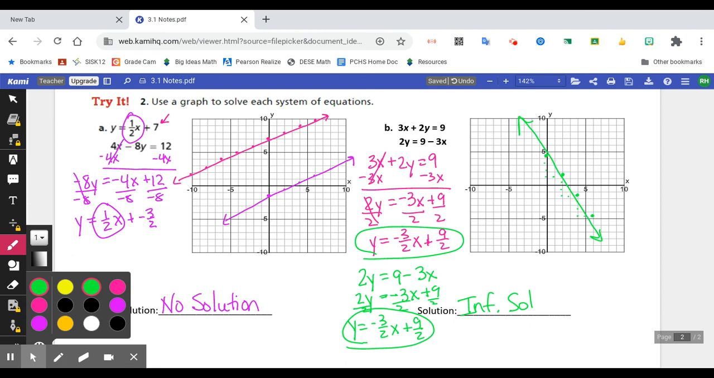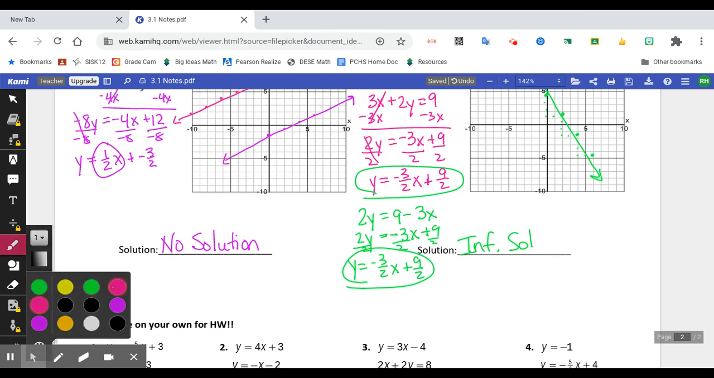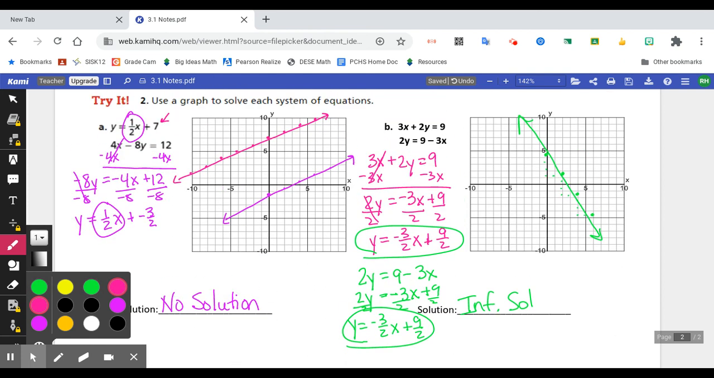A little off there, sorry. And the other one would be right on top of that. So I would start at the exact same place and get the exact same slopes. So this guy's going to go right on top of the other one.